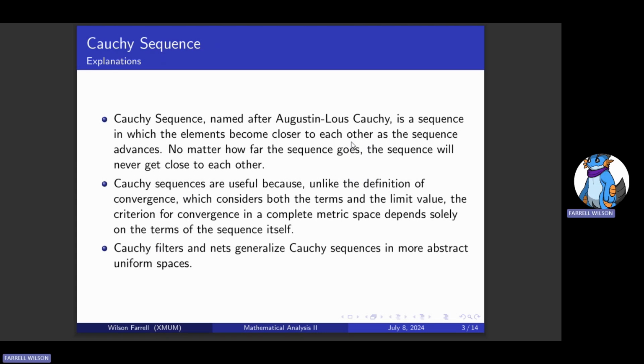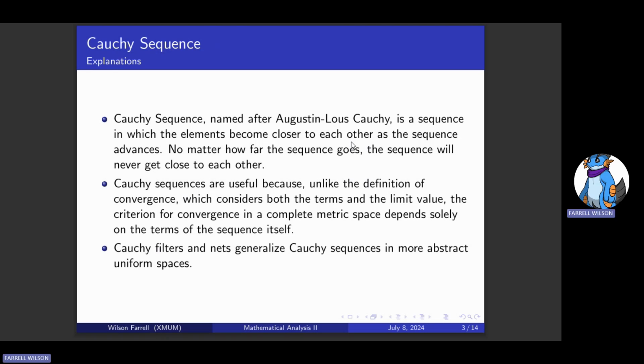A Cauchy sequence is known to be a sequence where the elements become closer to each other as the sequence progresses. And no matter how far the sequence has gone, the terms will never get far from each other. The Cauchy sequence is named after the famous mathematician Augustin-Louis Cauchy.